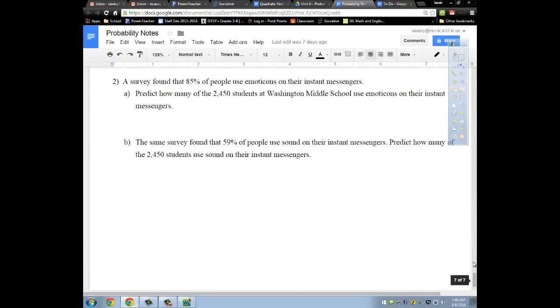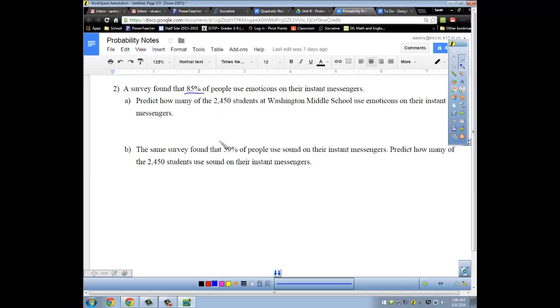All right, number 2 says a survey found that 85% of people use emoticons on their instant messengers. We want to predict how many of 2,450 students at Washington Middle School use emoticons on their instant messengers. So, say percent, turn to decimal, multiply. So we get 0.85 times 2,450. And that's going to give me 2,082.5. Again, I don't want half of a person. So since that 5 is 5 or bigger, we round up to 2,083 students.